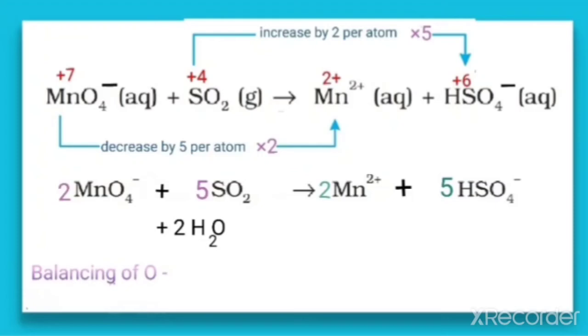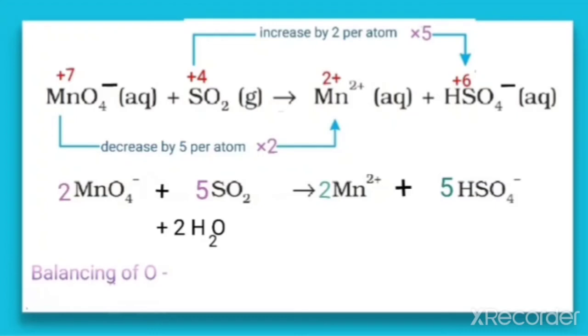Now when you find out the number of oxygen on the right hand side and left hand side, it is equal now. So that is the balancing of oxygen, which we have done here by adding twice water on the deficient side of oxygen. How much is the deficiency? 2 oxygen is deficient, that's why we have added 2 water.